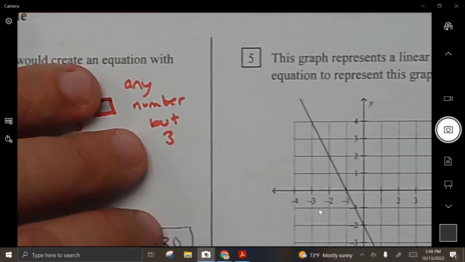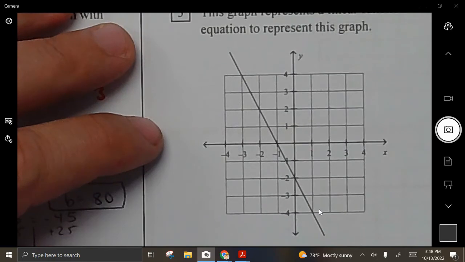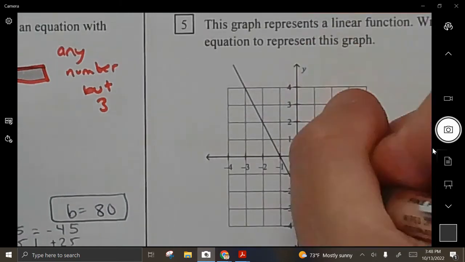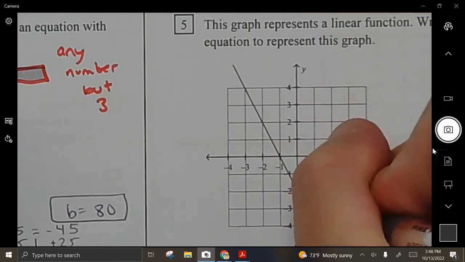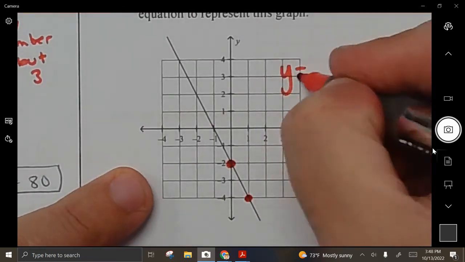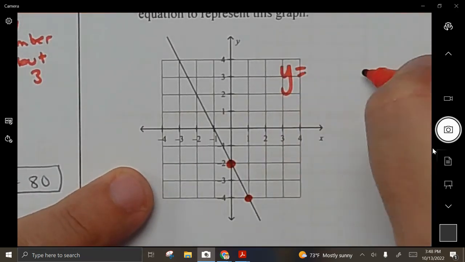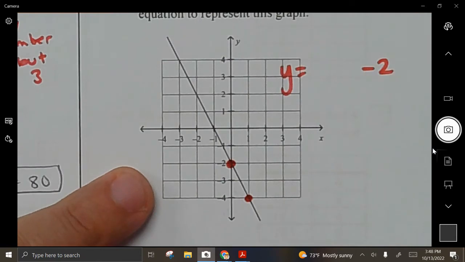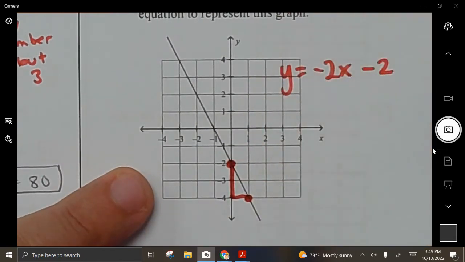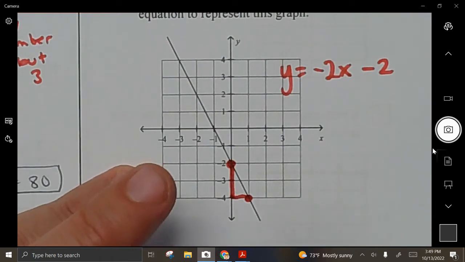Number 5. Check your work here. What's our graph going to be? We're going to go ahead and take a look at this. Remember our y-intercept, and then find another point on the line. Is there another point? There's one right there. That's not too tough. Y equals, what's that going to be? -2 is your y-intercept, and you're going to go down 2. Are we good there? All right.